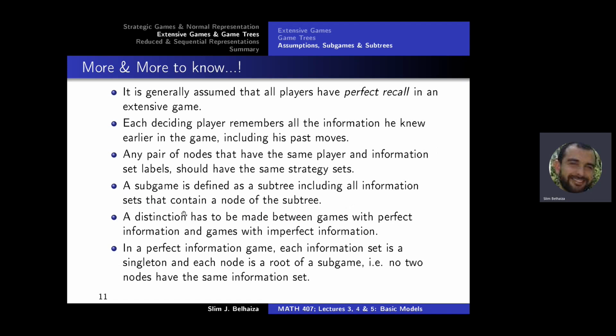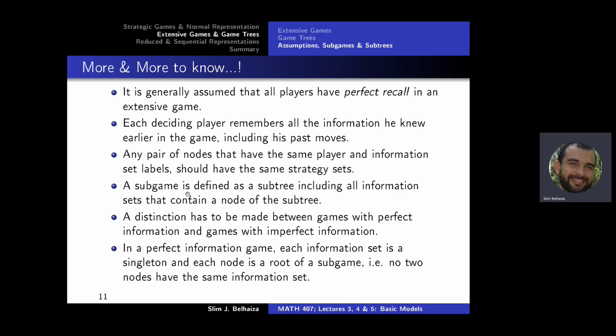So let us add more about game trees. It's generally assumed also that players have perfect recall in an extensive game. So each deciding player remembers all the information he knew earlier in the game, including his past moves. And any pair of nodes that have the same player and information set label should have the same strategy sets. Okay, this is quite important. Any pair of nodes that have the same player and information set labels should have the same strategy sets.